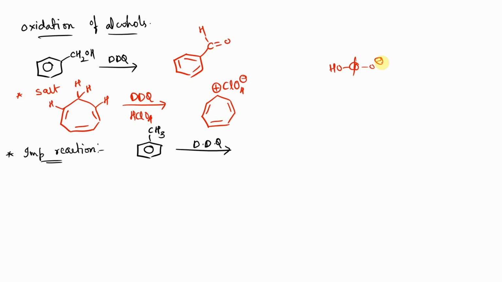Because the O minus has to remove hydrogen from other species, it attacks the hydrogen from the HClO4 compound. Therefore, we'll get the salt of ClO4 minus being bonded with our organic compound carrying a carbocation. So clearly, this compound is aromatic.